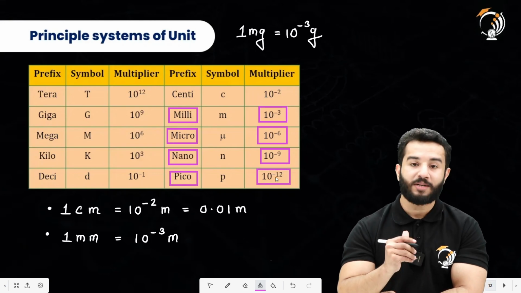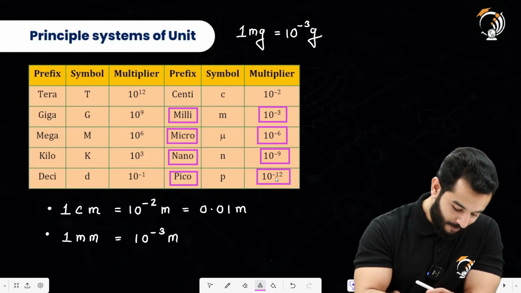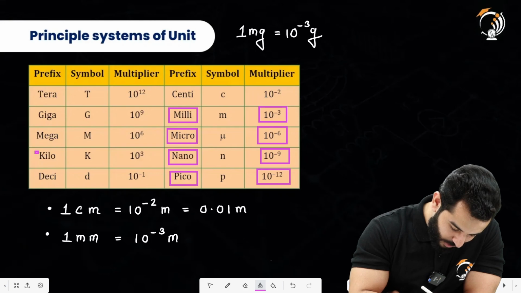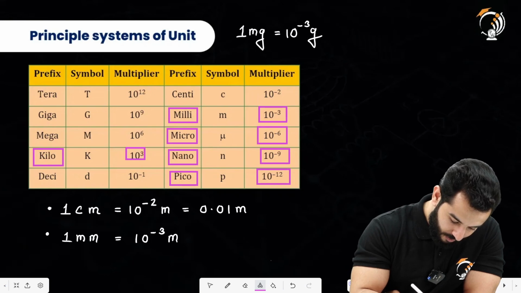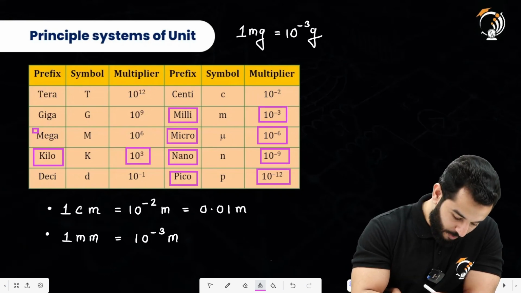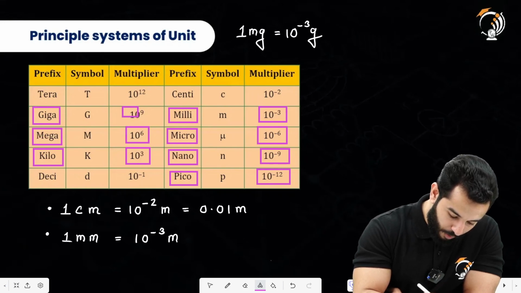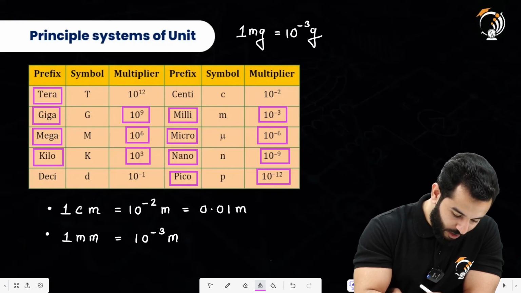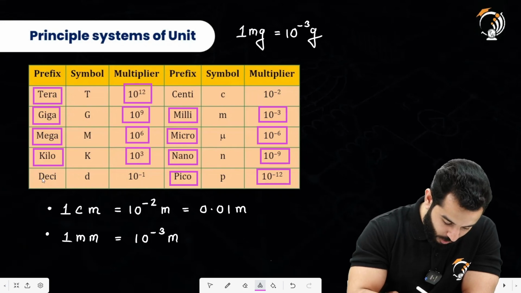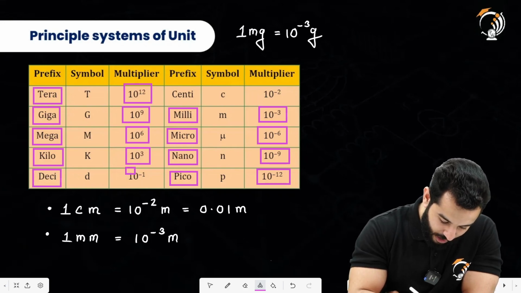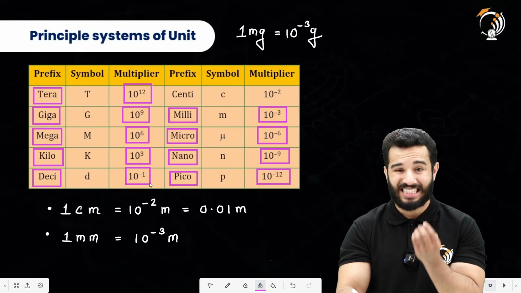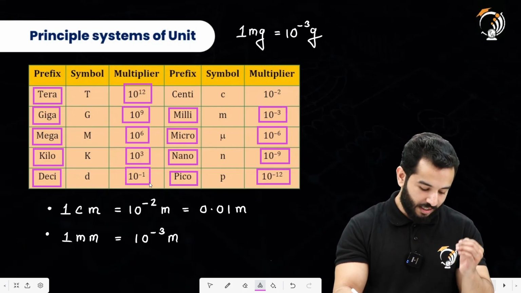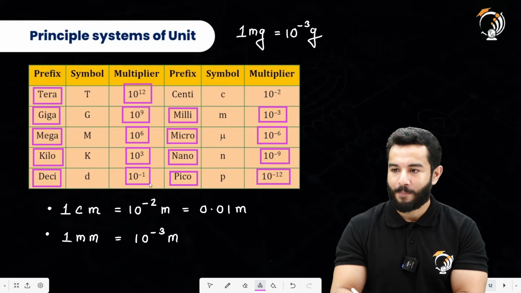Now we have certain multipliers which are greater than 1, and we start with kilo, that is 10 to the power 3, as in kilogram. Then we have mega, for 10 to the power 6. We have giga for 10 to the power 9, and tera for 10 to the power 12. Now we have left one, that is deci for 10 to the power minus 1, right? Deci is also very important: deciliter, decimeter, decimeter cube. So deci stands for 10 to the power minus 1.